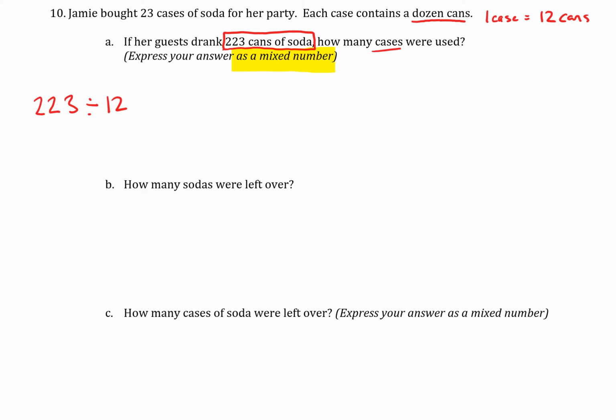And anytime we need to divide and come up with a mixed number, I'm going to use long division. And I'm using long division, as I've mentioned before, because my calculator doesn't work with mixed numbers. I mean, if I do 223 divided by 12 on a calculator, I'm going to get a decimal. So I'm going to use long division so I could come up with a mixed number as my final answer. So I want to do 223 and divide that by 12.